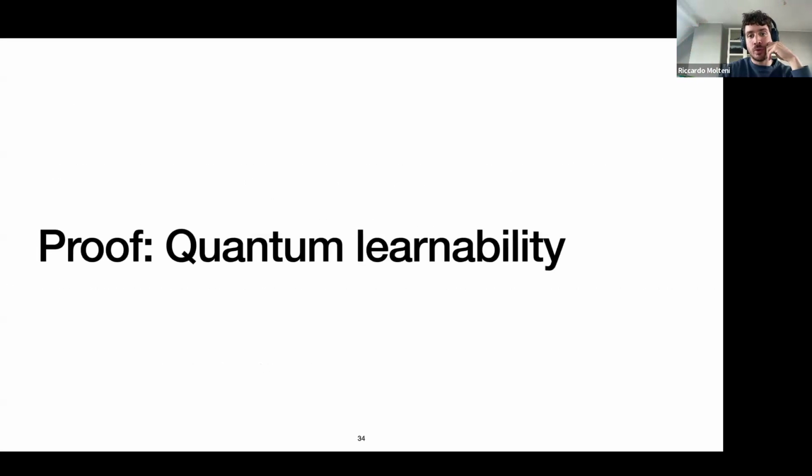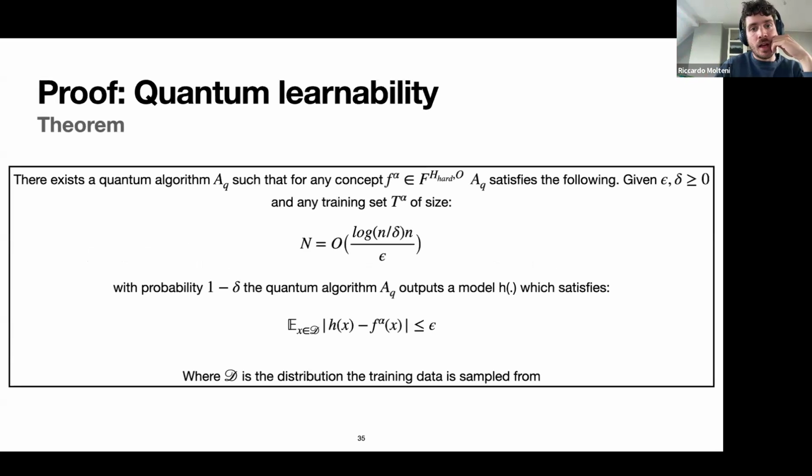And now let's move to quantum learnability. I told you that the novel thing is that we do not have a trivial quantum algorithm. We have a quantum algorithm which actually learns the concept. It's not just brute search. And I give you the whole statement here, and then I will go through the details.